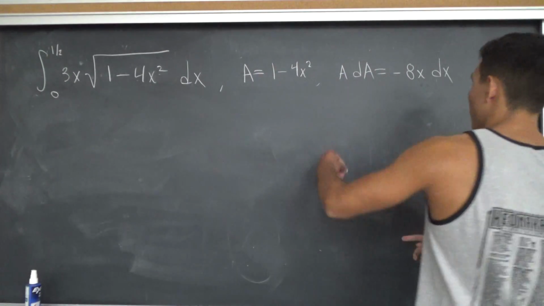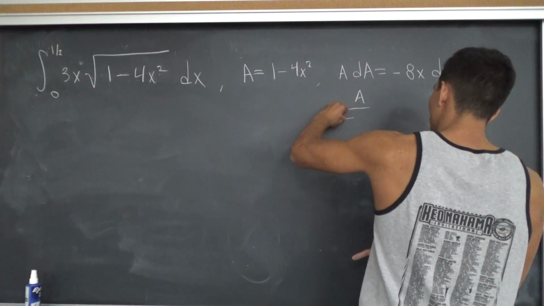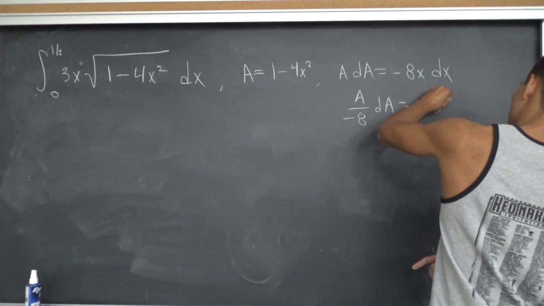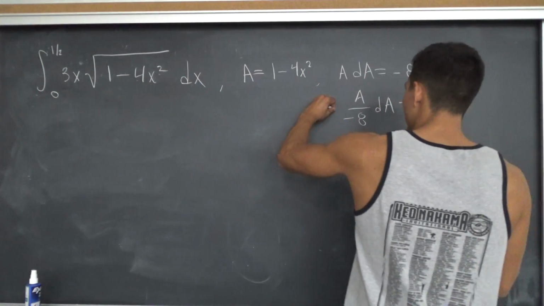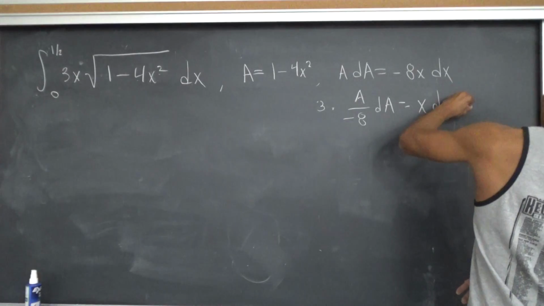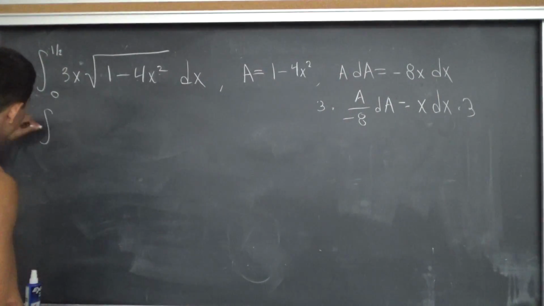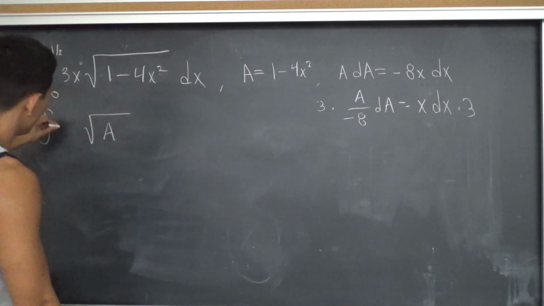So what does that mean? Let me just write it this way. So a over negative 8 dA is equal to x dx. But there's a 3 here, so let me just times this guy by 3, and then times this guy by 3. And now I can replace it, throw it back in. So we get, right, this guy here, square root a over here.